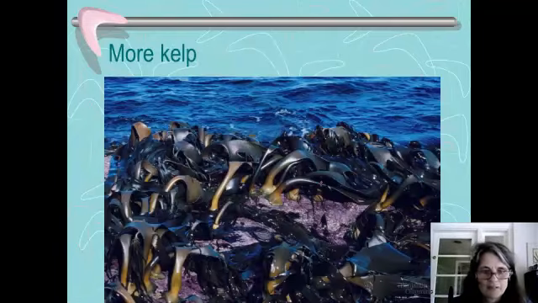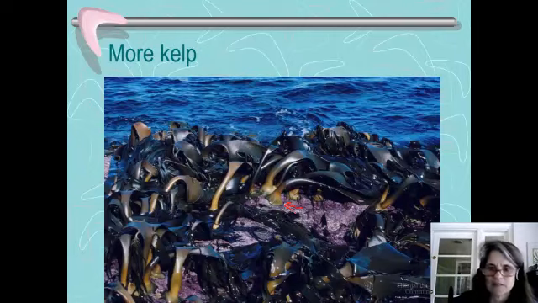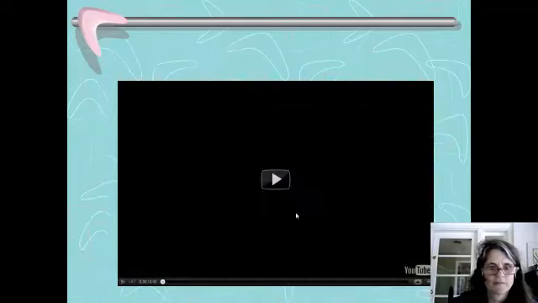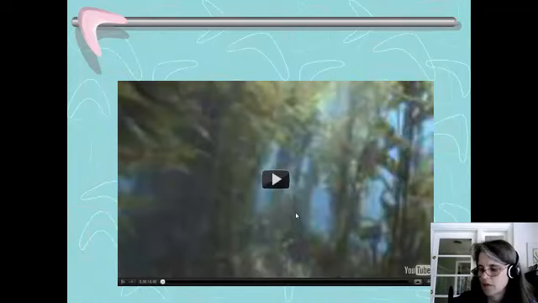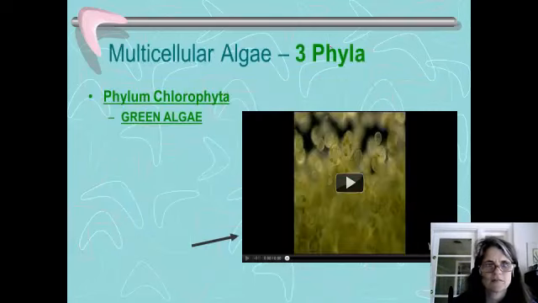Okay, this is another image of kelp, but this one is accentuating the holdfast that anchors it to the rock so that it doesn't get washed away in the waves. Okay, and we will take a look at these photos and movies in class.